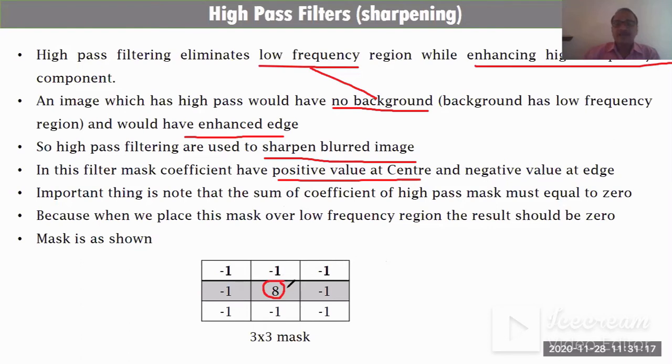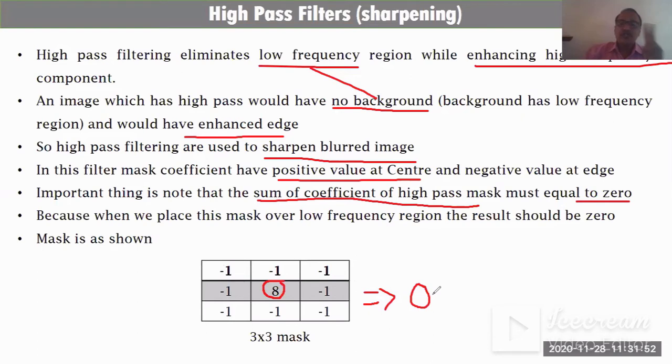There is one another important thing. Note that the sum of the coefficients of a high pass mask must be equal to 0. When we sum all these values, it goes to 0. So this is very important. Two things are important in this mask. One is the center pixel must be a positive value and all other pixels are negative, and another one, the sum of all these values must equal 0.